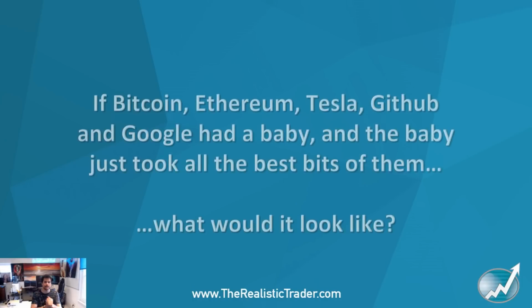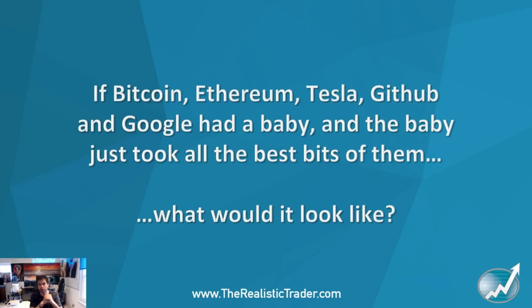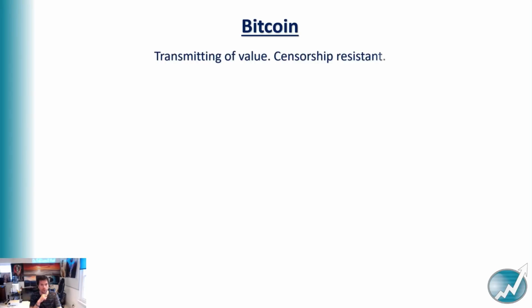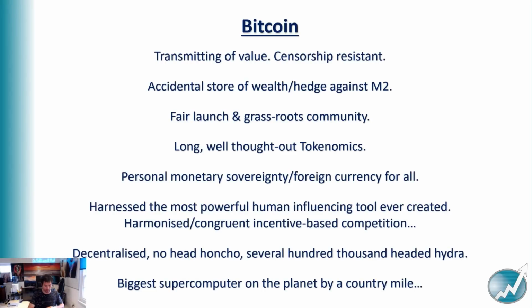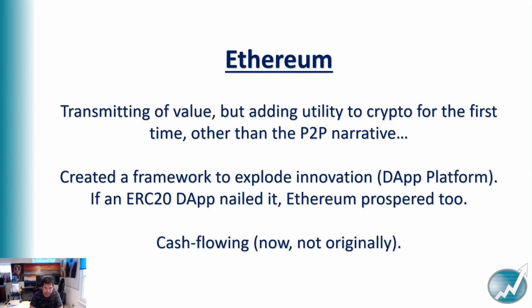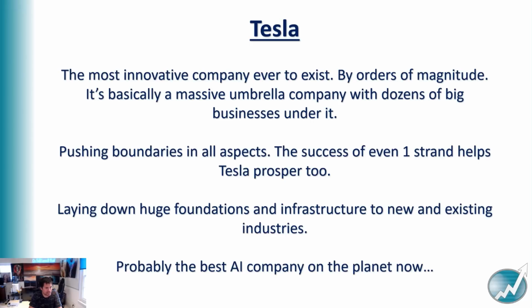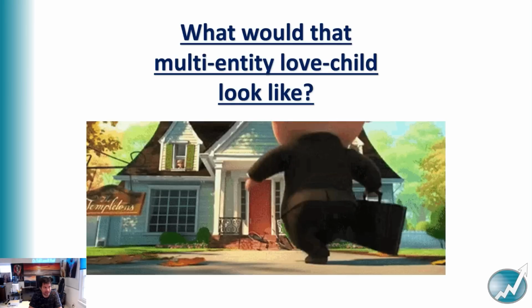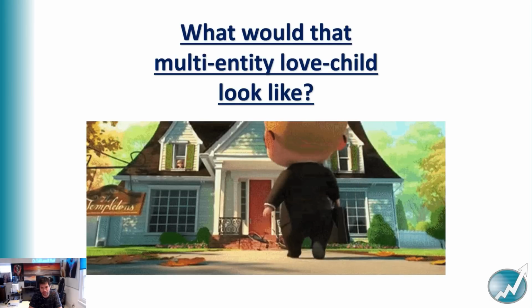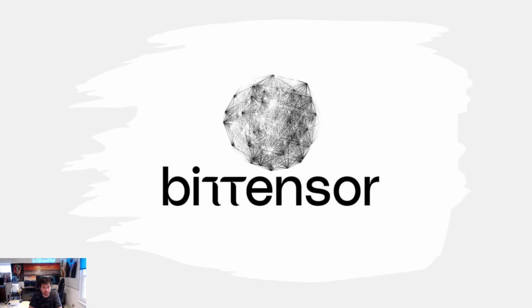So basically, if Bitcoin, Ethereum, Tesla, GitHub, and Google had a baby and had some wild orgy, and the baby took the best bits of all of them, what would it look like? Well, it would have all of the amazing things that Bitcoin has. You can pause the video and read all this. You'd have all the benefits of Ethereum. Again, pause it just to read all the words. All the amazing stuff at Tesla, GitHub, and Google. And that love child really would be Bit Tensor.